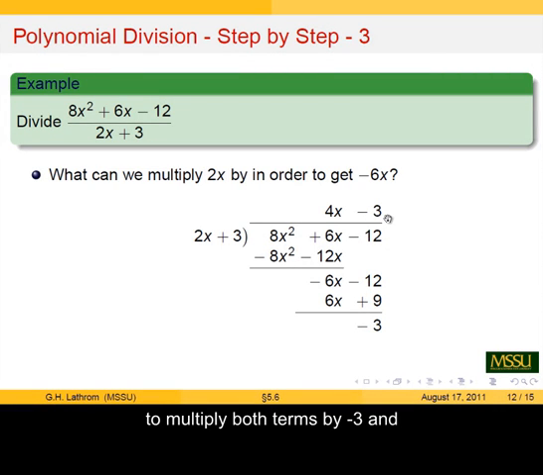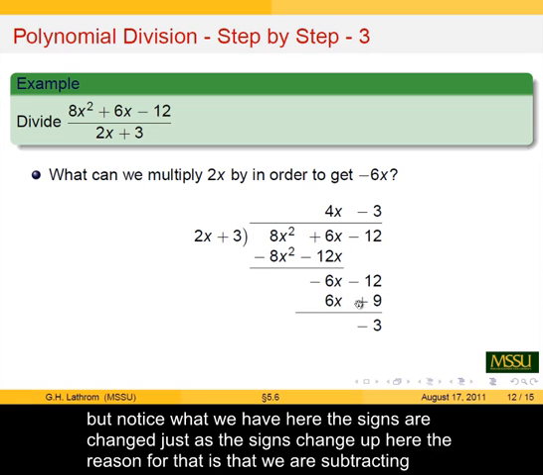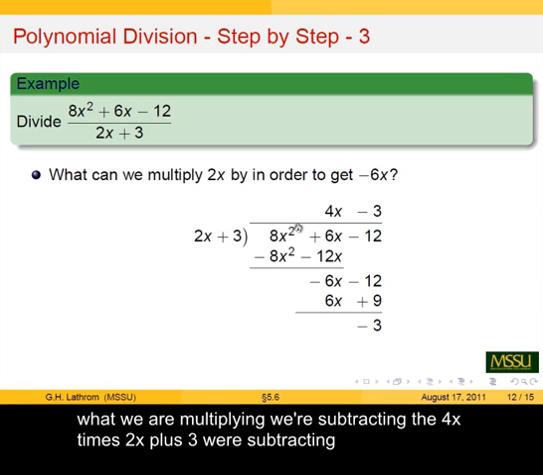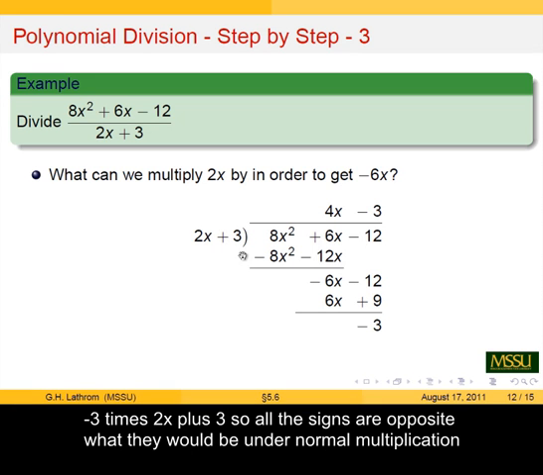So we multiply both sides by negative 3. So we do negative 3 times 2x to give us 6x. We do negative 3 times 3 to give us negative 9. But notice what we have here. The signs are changed just as the signs changed up here. The reason for that is that we are subtracting what we are multiplying. We're subtracting the 4x times 2x plus 3. We're subtracting negative 3 times 2x plus 3. So all of the signs are opposite what they would be under normal multiplication.